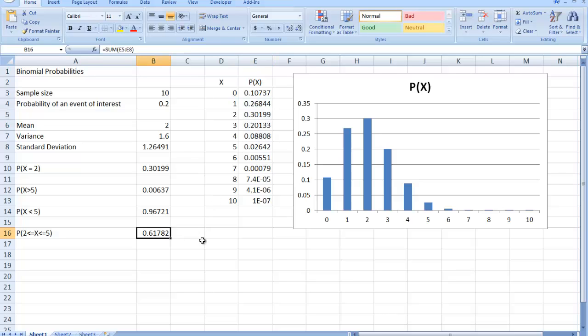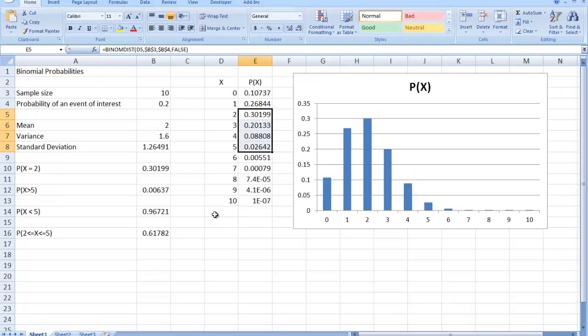The last probability here is between two numbers, so inclusive. So you have 2 through 5. So basically you go over here and look at the numbers 2 through 5, add them up, which is exactly what this sum function does. It takes the sum of E5 through E8. So these are the 4 conditions that you're likely to want to know from the use of this template.